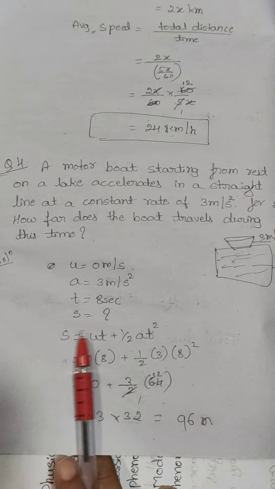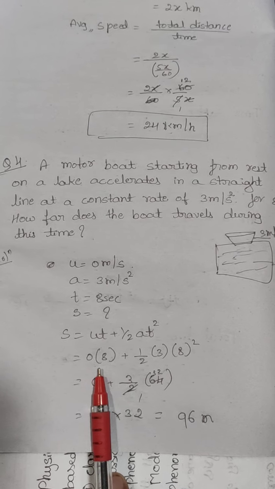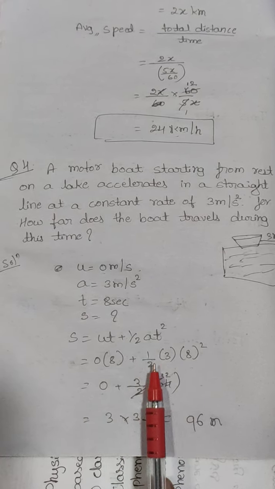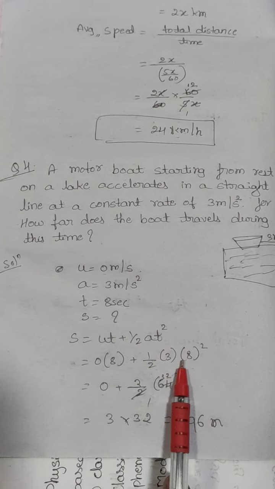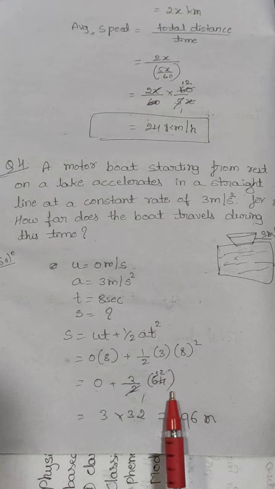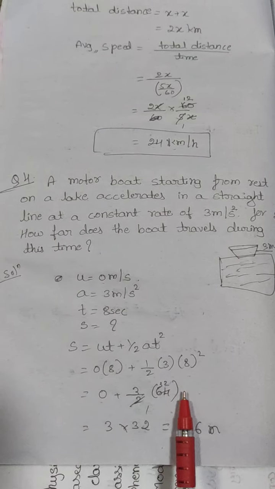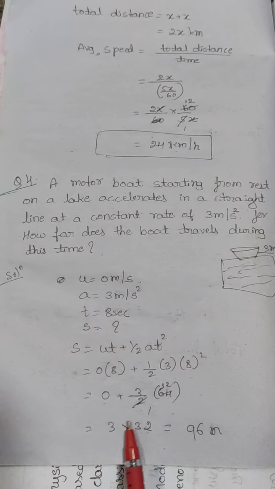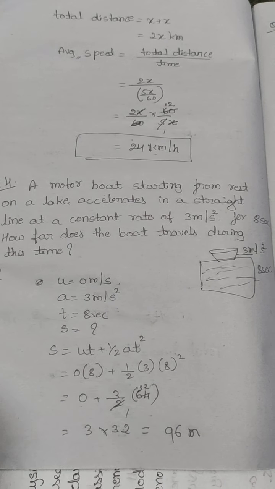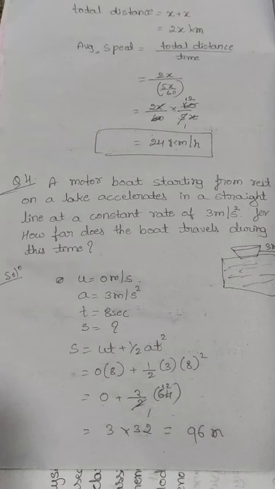So the formula is s is equal to ut plus half a t square. The u value is 0, the a value is 3, and the t value is 8 square. So 3 by 2 times 8 square, which is 64, then 3 into 32, that is 96 meter. So 96 meter is the distance travelled by the motorboat.